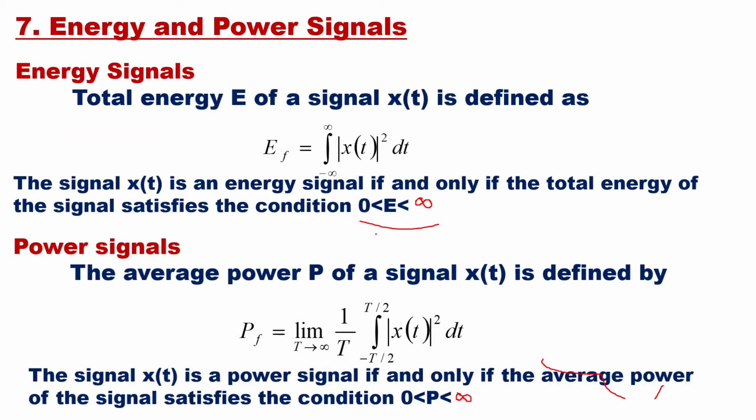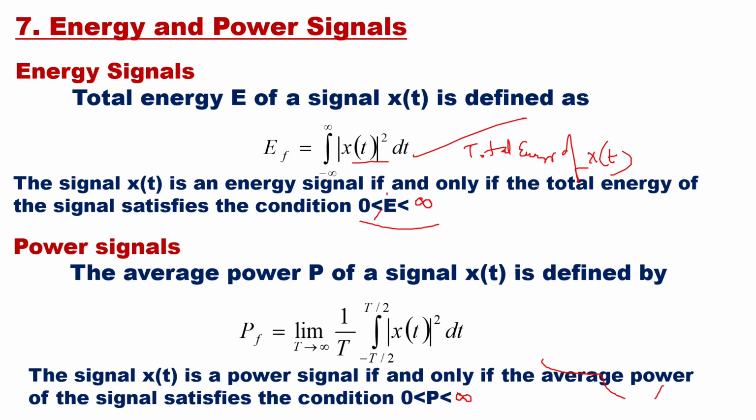Next we'll see what are energy and power signals. Energy signals: the total energy E of a signal x of t can be defined as E is equal to the integration from minus infinity to plus infinity of the signal square, that is x of t square, integrated with respect to t, dt. This equation gives you the total energy of x of t. This signal x of t is an energy signal if and only if the total energy of the signal satisfies the condition 0 less than E less than infinity.